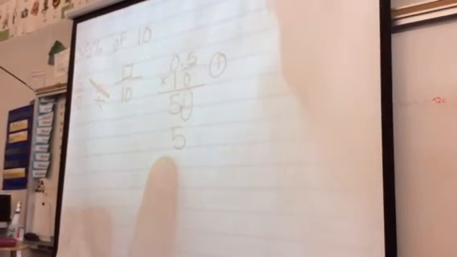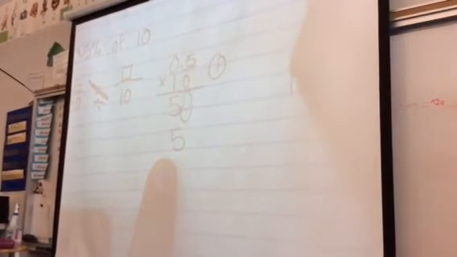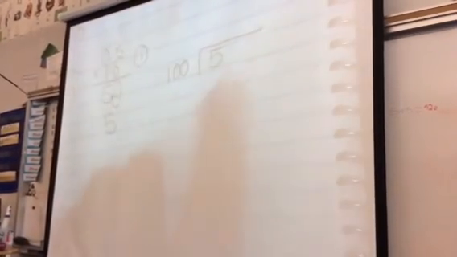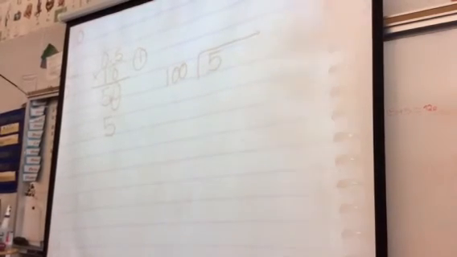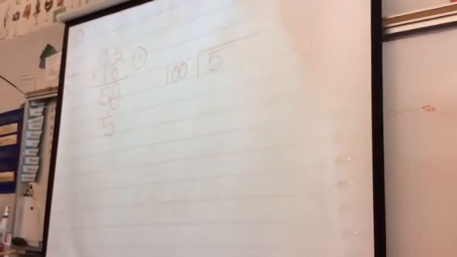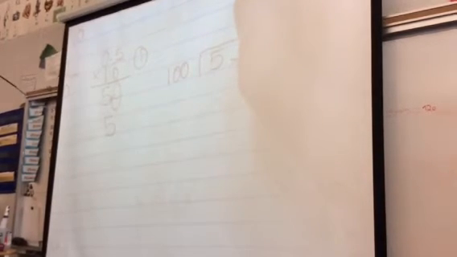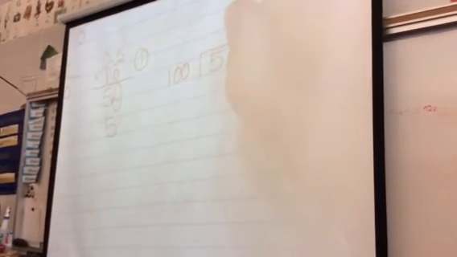So I'm going to put 5 inside my box, 100 outside my box. When I divide with a decimal, I need to make sure that I place it and bring it straight up. Am I going to put my decimal before or after my 5? After. Thank you. It's going to go after, and then I'm going to bring it straight up.